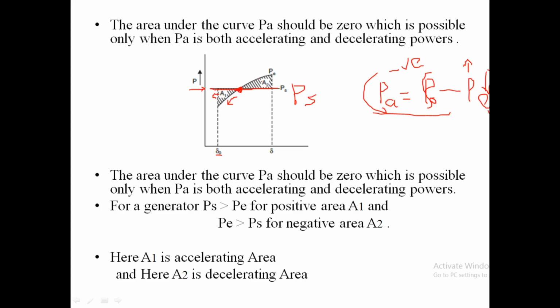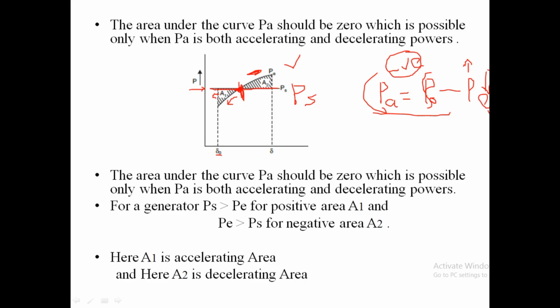So in this area, if you are checking, this is PS, which is a constant, but this is PE. This PE is greater than PS, which means at that point this PA is becoming negative. So it is representing decelerating power. So what is A1 representing? A1 is representing an accelerating area and A2 is representing a decelerating area with respect to this point. These things we will be discussing later. At that time it will be more clear, but now you have to note down some points here.